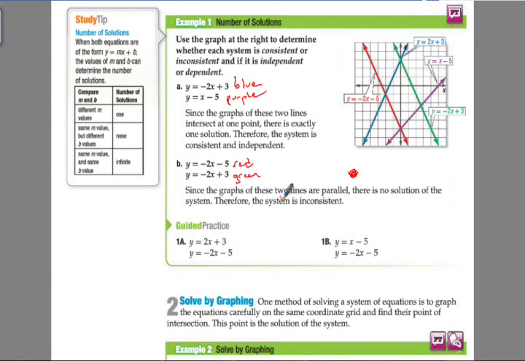Go ahead and pause the video real quick right here and see if you can get answers to 1A and 1B. Go ahead and pause the video now.